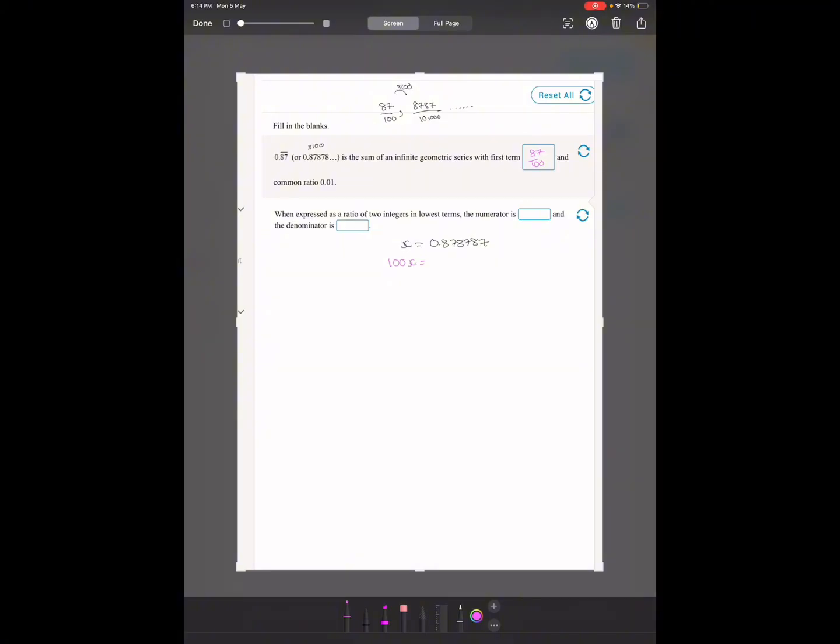x equals 87.878787. You must subtract them, of course. This crosses out. You get 87 minus 0, which is just 87, equals 1x minus 100, which is 99x. Move this to the other side, it becomes 87 over 99, and that's the answer, 87 and 99.